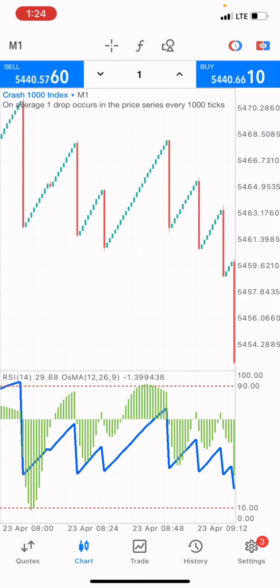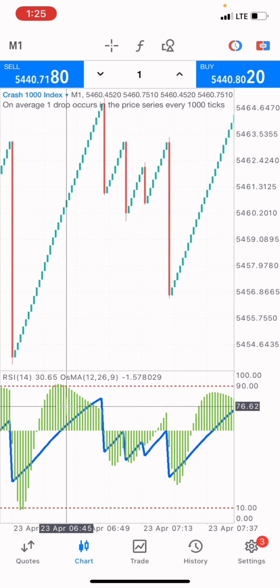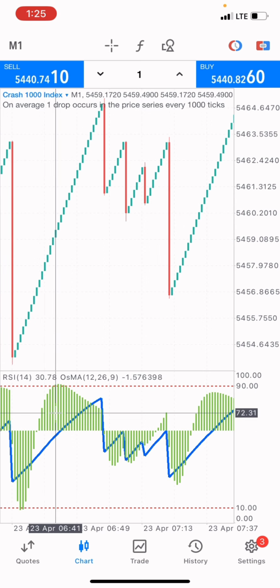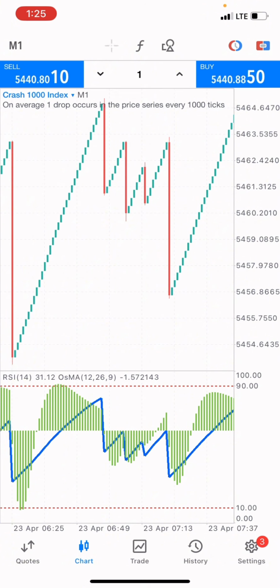All right, now we'll go over to the Crash 1000 index market. Clearly, you can see that the two indicators which I just mentioned are already set up on my chart right here. Now, this blue line right here is the RSI, while these green lines is the moving average of oscillator. Okay, now what we're going to be doing is taking 5 candles. These 5 candles we're going to be taking are short 5 candles on this market.